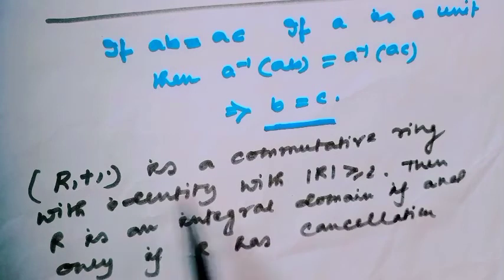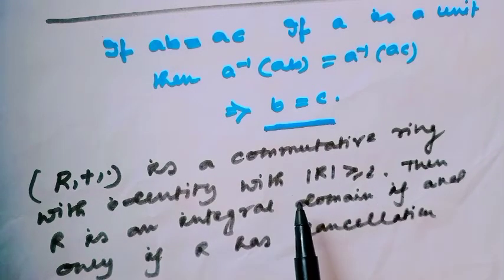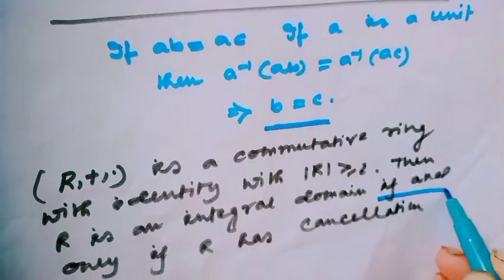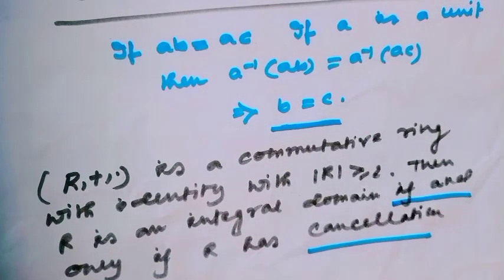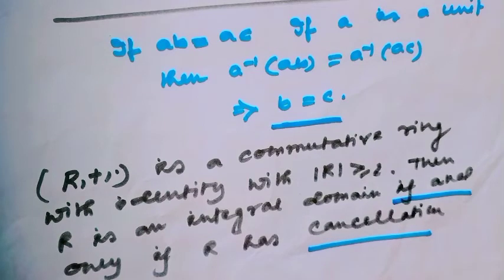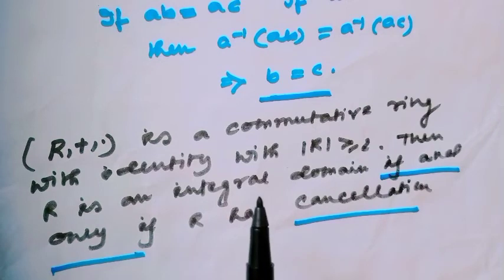If R is a commutative ring with identity, then R is an integral domain if and only if R has cancellation. Even though an integral domain might not have inverses of all elements, the cancellation law will always hold, because an integral domain does not imply every element is a unit. For example, the integers are an integral domain, but the only units here are 1 and minus 1.